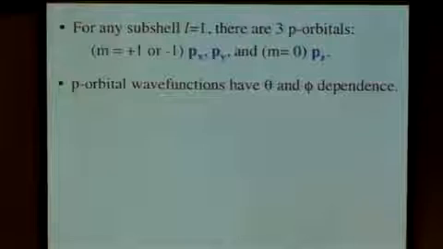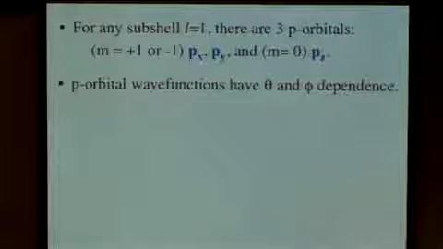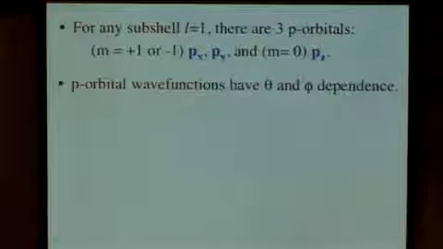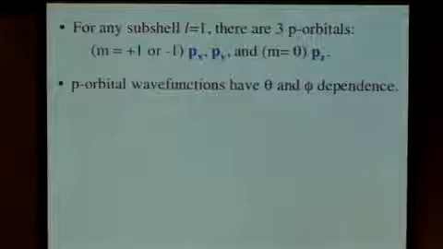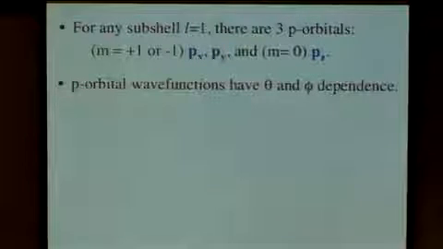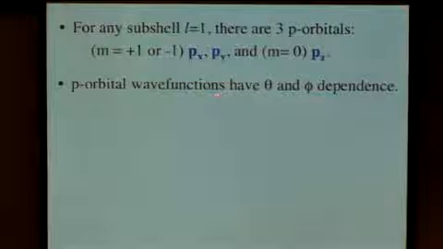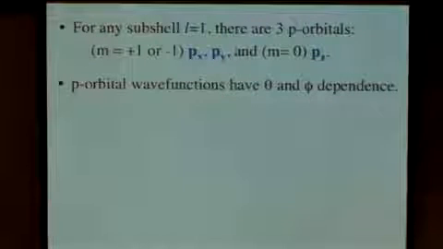And the significant difference between s orbitals and p orbitals, which comes from the fact that we do have angular momentum here in these p orbitals, is that p orbital wave functions do in fact have theta and phi dependence. So they do have an angular dependence that we're talking about.